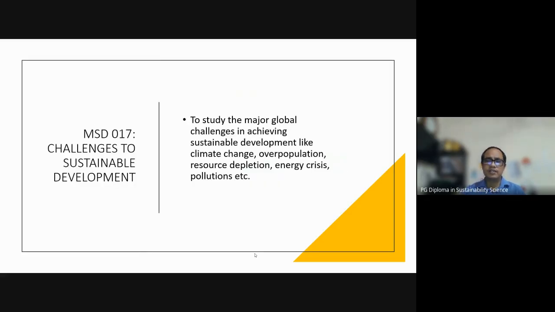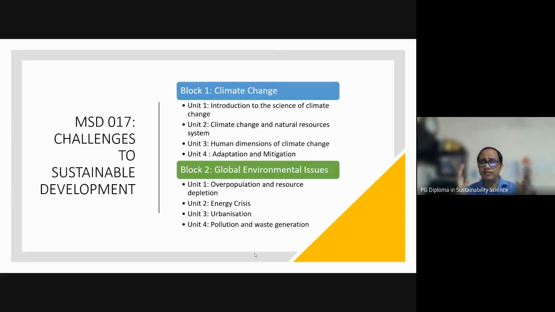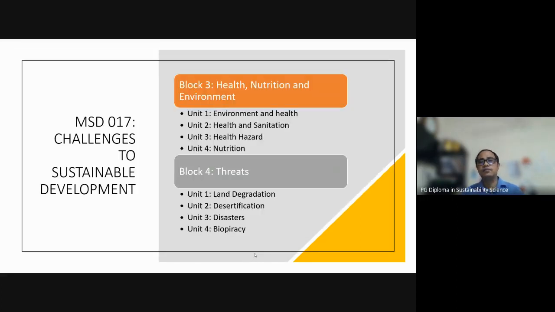And course 17, as I told you, this is about challenges. What is the first challenge? The first challenge is climate change. As a student of sustainable science, we need to understand some basics about the science of climate change. What are the impacts? The impacts can be looked into from different dimensions, right? And if we know the basic adaptation and mitigation strategies, then other issues are there, like overpopulation, energy crisis, urbanization, and so on.